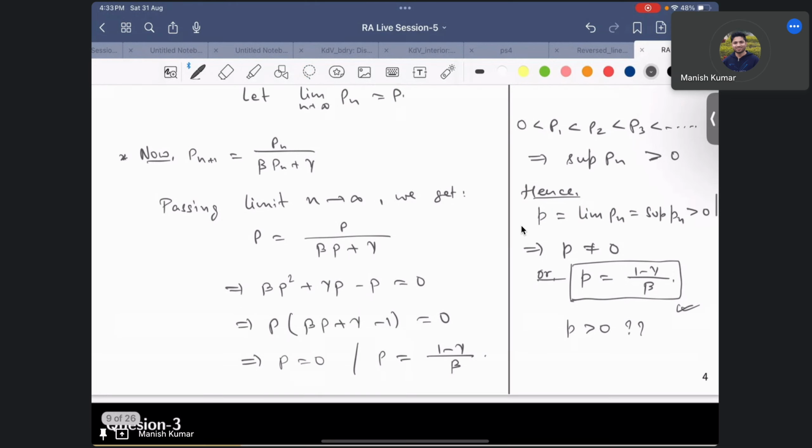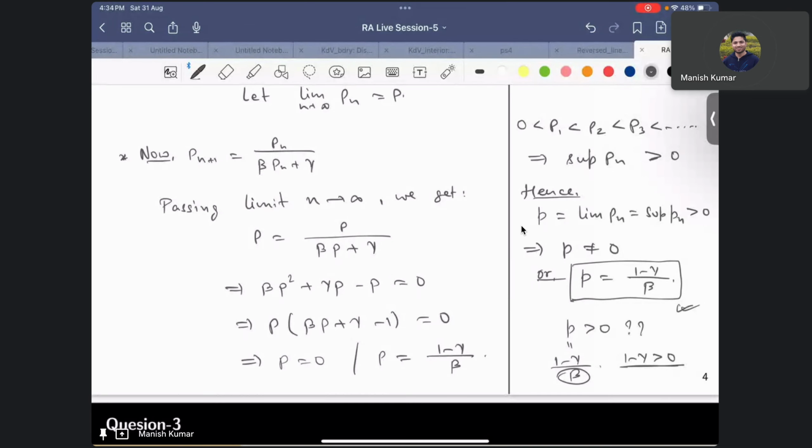Correct. But I am asking about this P, which I have got as 1 minus gamma upon beta, right? We know that beta is greater than 0. So the value of P is 1 minus gamma upon beta. I know beta is greater than 0, but how do you make sure that 1 minus gamma is greater than 0? Did you get the question or not?